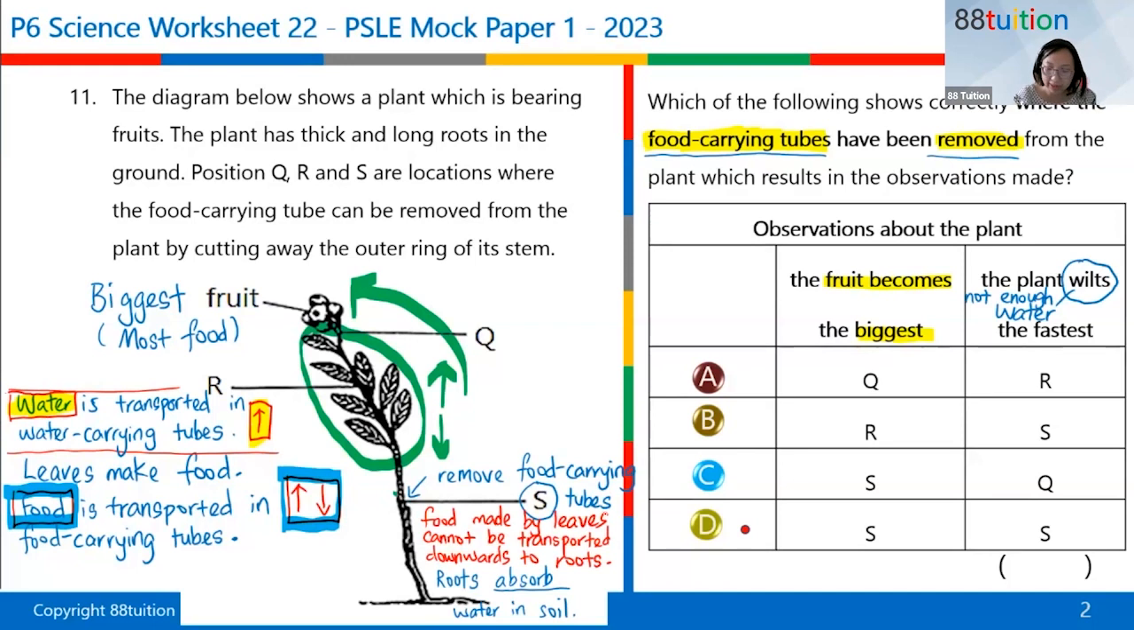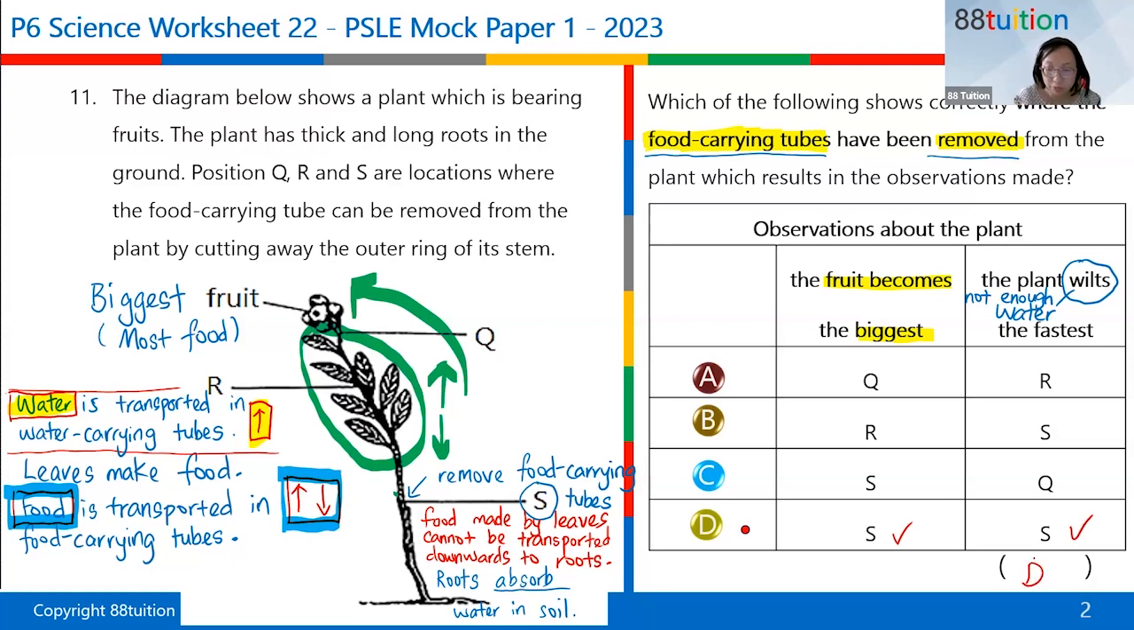Therefore, the roots will die. And if the roots die, there are no more roots to absorb water. We did not remove the water carrying tubes, but if the roots die of hunger, they cannot absorb any more water. Then the leaves do not have enough water, and the leaves will start to wilt. So in this case, the answer is D.